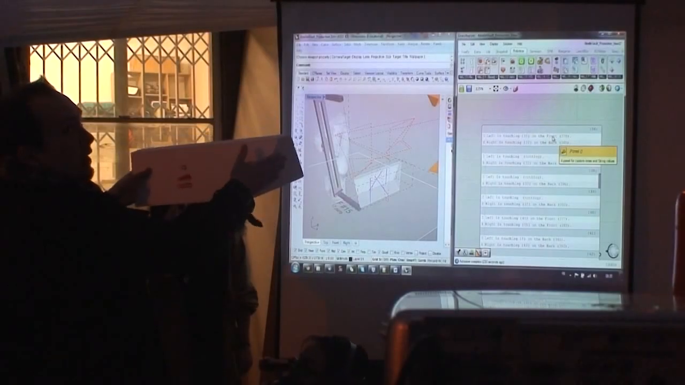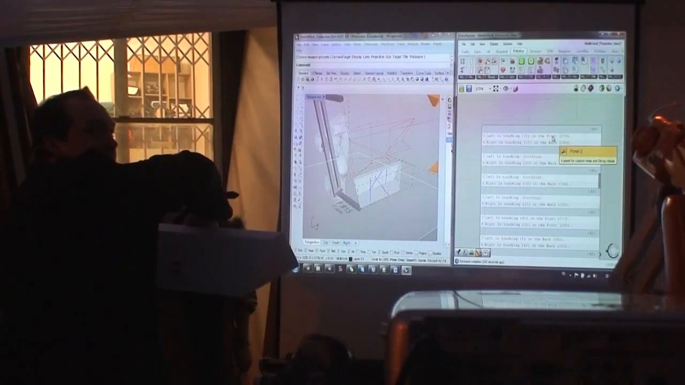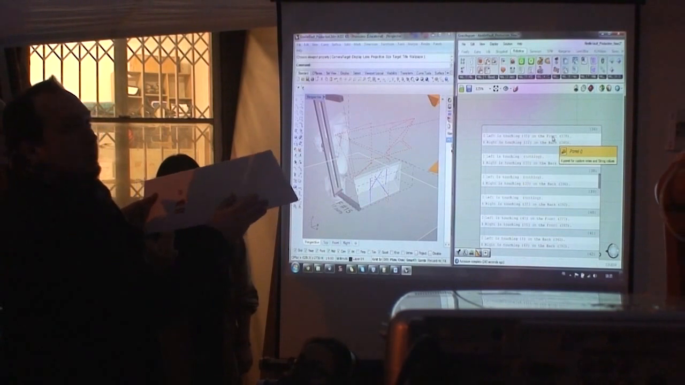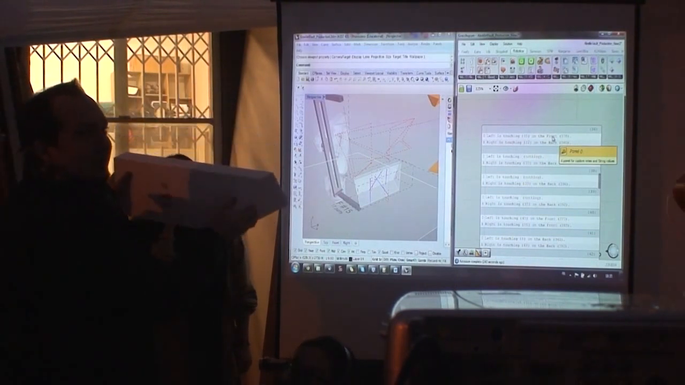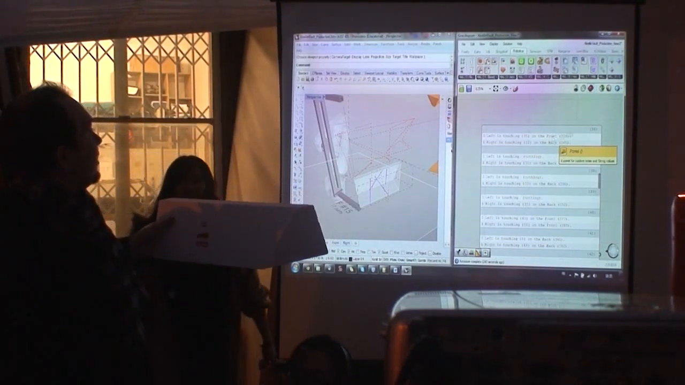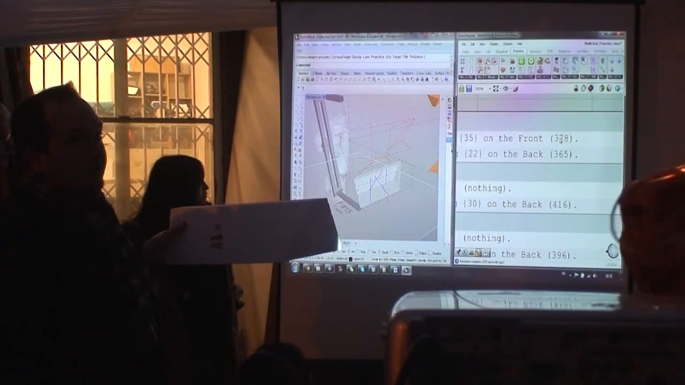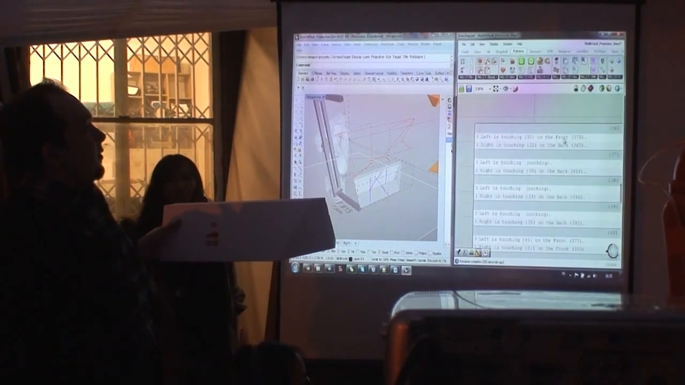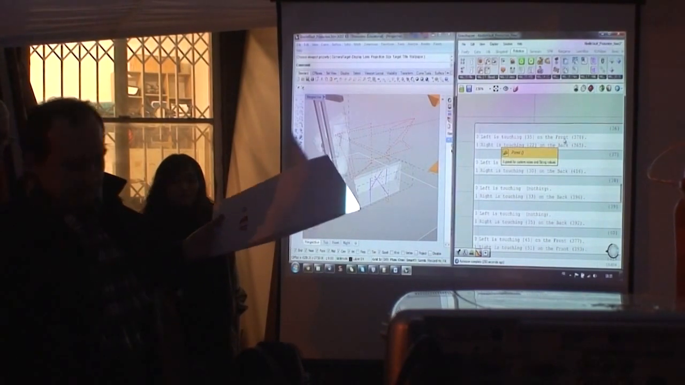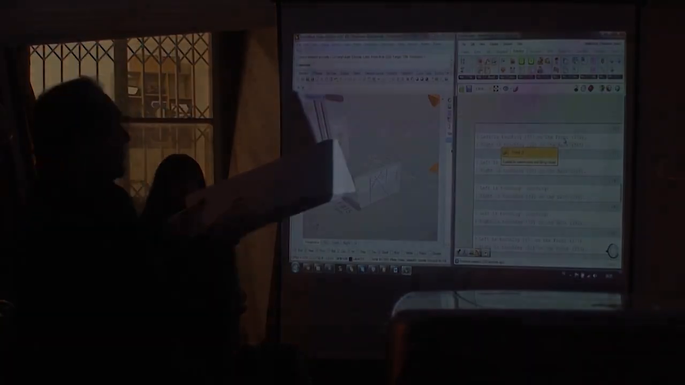Left, right, front, back. The problem is to know, okay, is it like this or is it like this? So this is why I added another information here. 378 means that the front side, if you measure at the bottom edge.